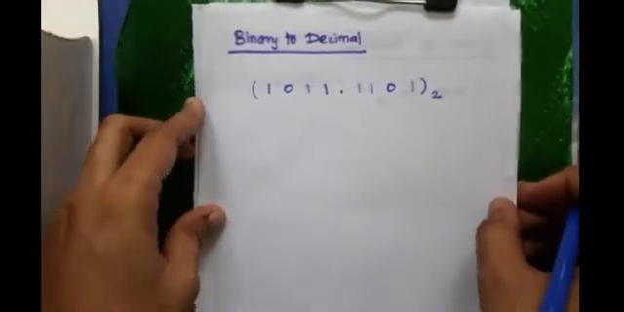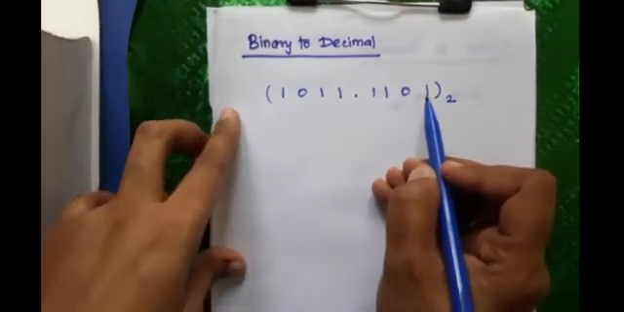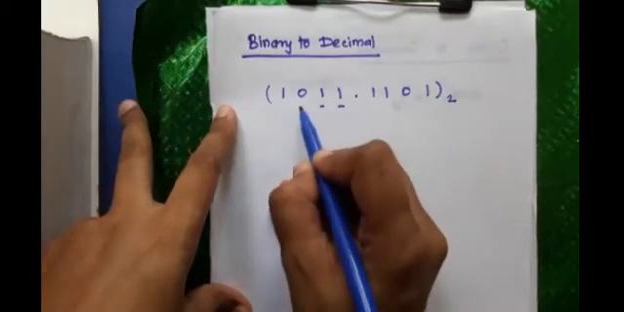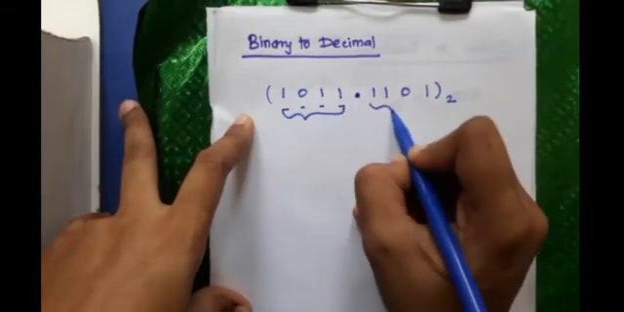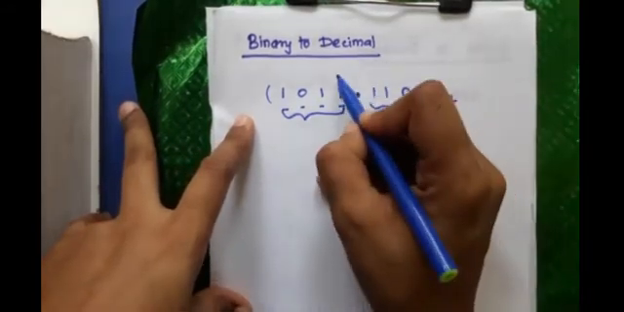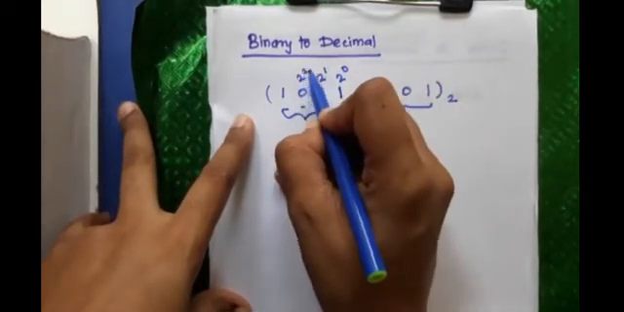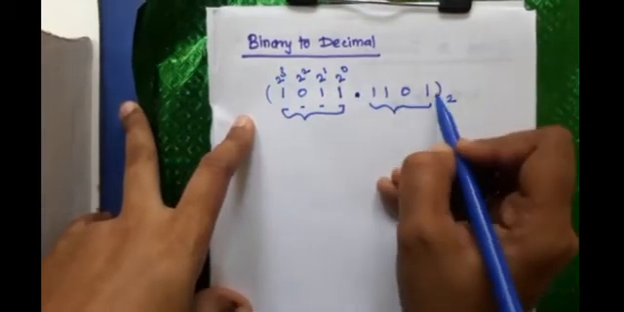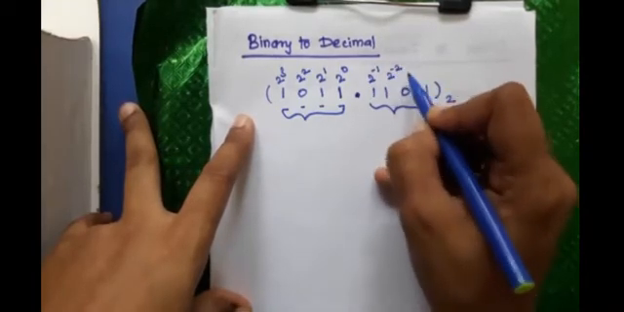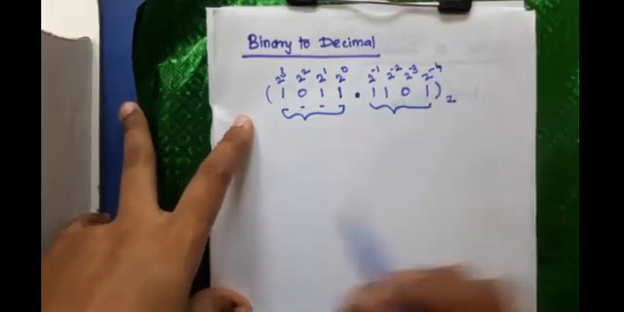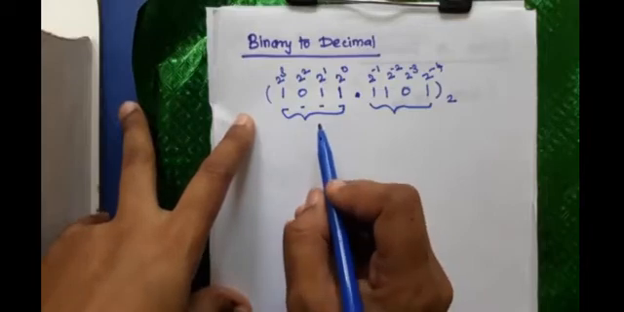For example, I want to convert a binary number 1011.1101 into a decimal number. Each digit has its own positional weight. So this is the whole number part, this is the fractional part. For the whole number part, the positional weights I am marking on the top: 2 power 0, 2 power 1, 2 power 2 and 2 power 3. In the fractional part, the positional weights are 2 power minus 1, 2 power minus 2, 2 power minus 3 and 2 power minus 4. By adding all the positional weights, I can get the decimal equivalent.